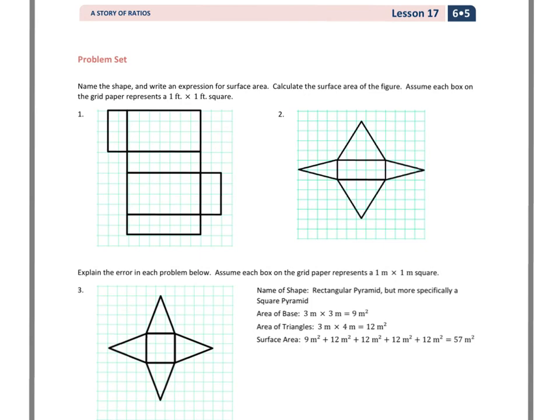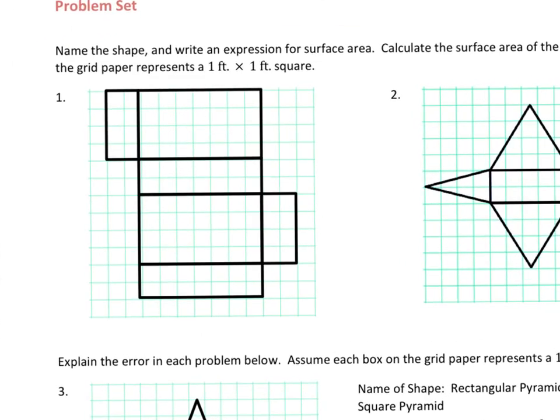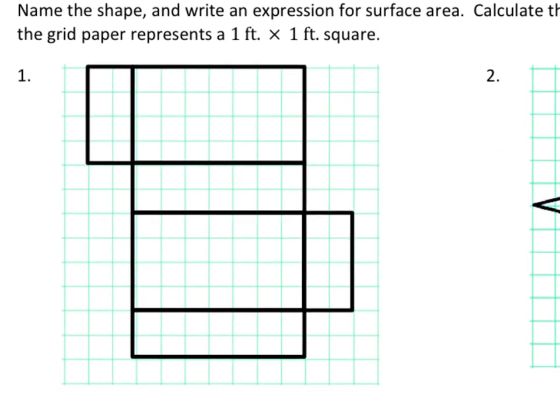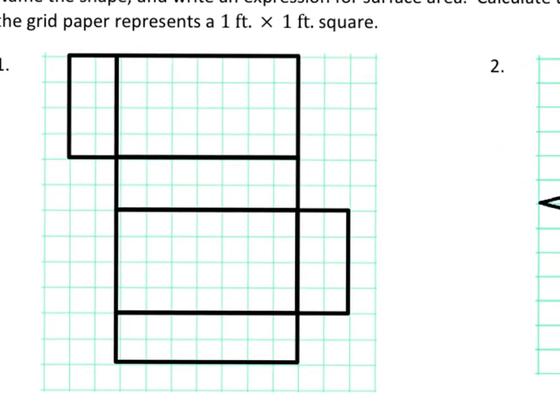What the directions state here is: name the shape and write an expression for surface area. Calculate the surface area of the figure. Assume each box on the grid paper represents 1 foot by 1 foot, feet squared. I'm going to zoom in so we can write a bit in here so you can see it, and then when I zoom out it'll be a little smaller. So first thing I want to do is find my dimensions.